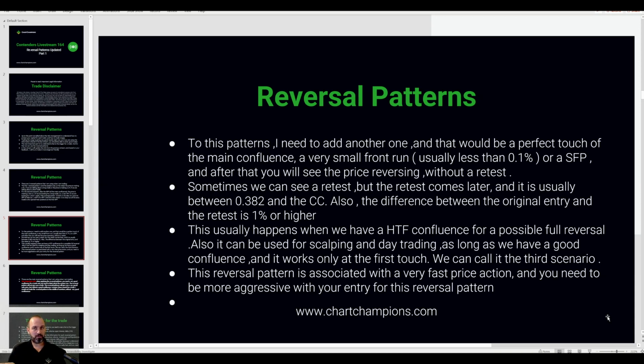Now, it depends. If you're looking for a swing trade, then definitely you can use that retest. Sometimes if you're looking for a scalp, the retest comes a bit later.